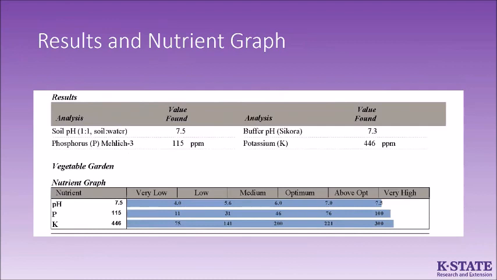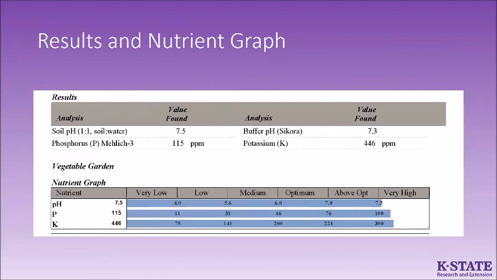The results and nutrient graph section will first give you analytical soil test results. These are the numerical results of the chemical tests the lab performed on your soil. As you can see, you will get a soil pH, buffer pH, phosphorus, and potassium level for the basic soil test package number 1. Words like Sockeye or Mehlich 3 tell you the type of test or the chemical extractant used for the test. This is really only important when looking at results from different labs.